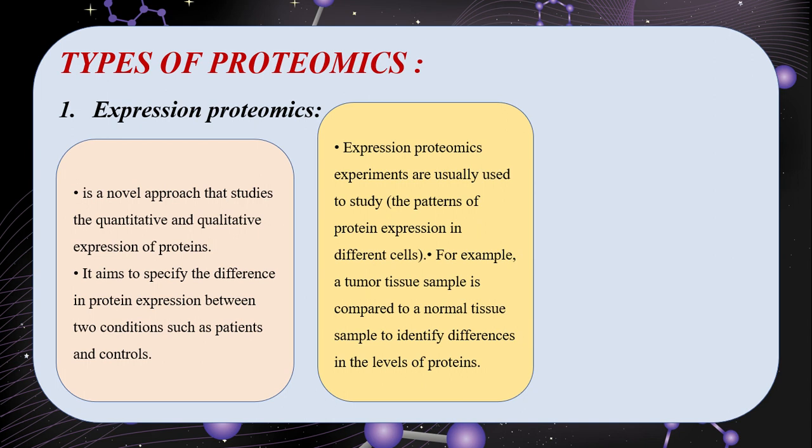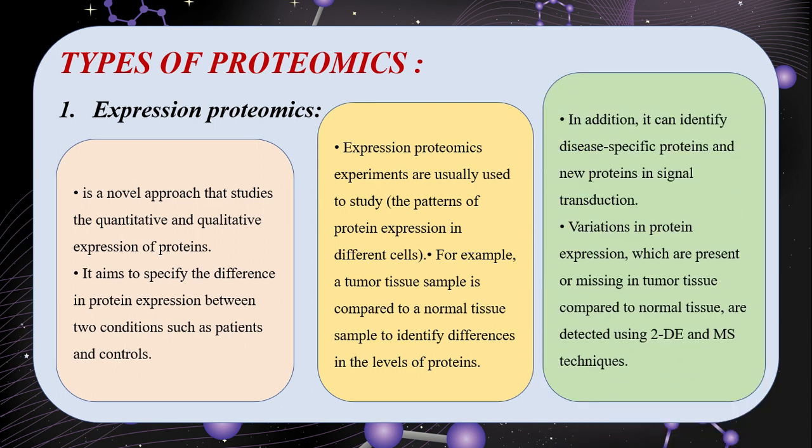For example, a tumor tissue sample is compared to a normal tissue sample to identify differences in the levels of proteins. In addition, it can identify disease-specific proteins and new proteins in signal transduction. Variations in protein expression which are present or missing in tumor tissue compared to normal tissue are detected using 2DE and MS techniques.